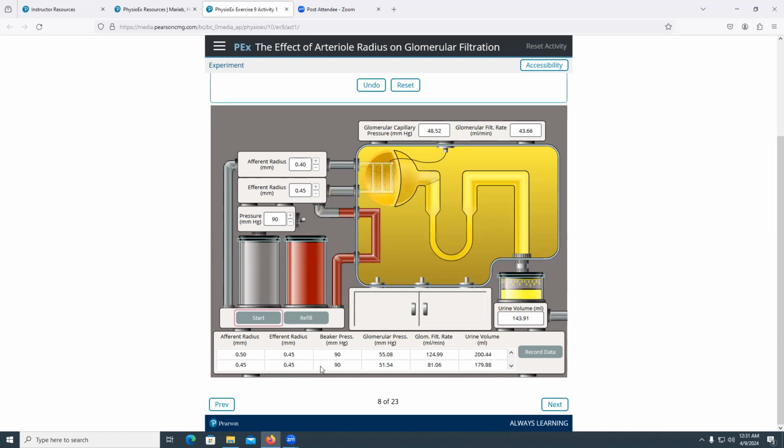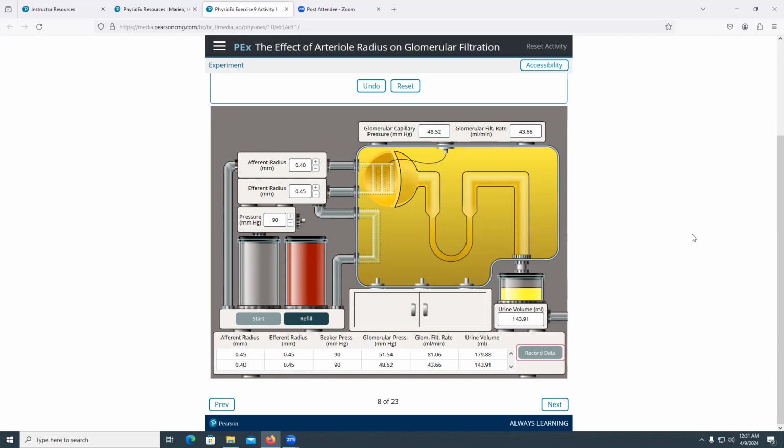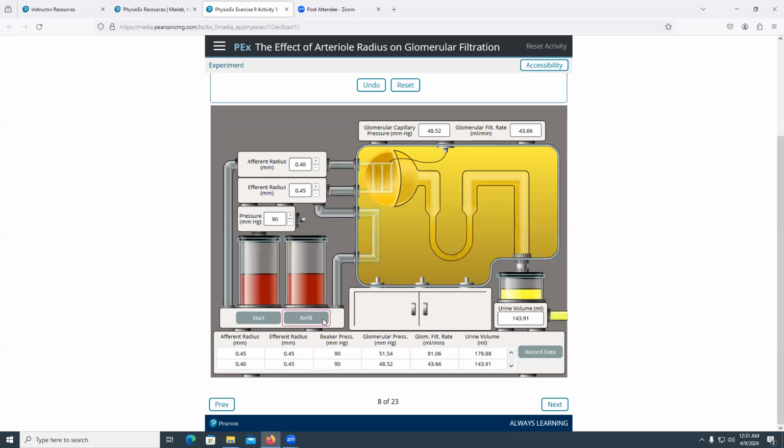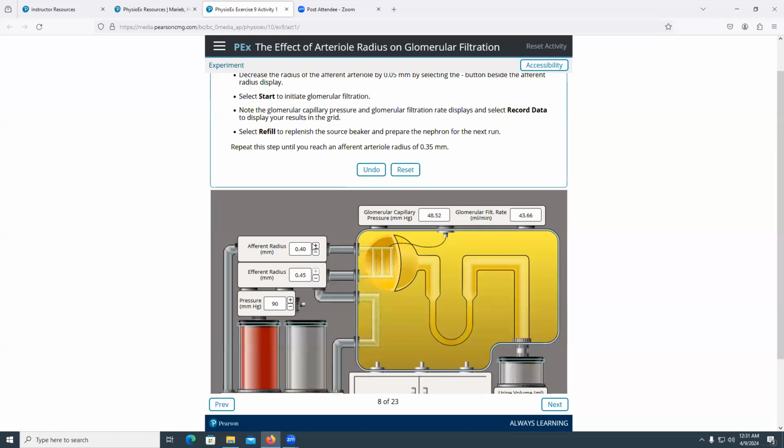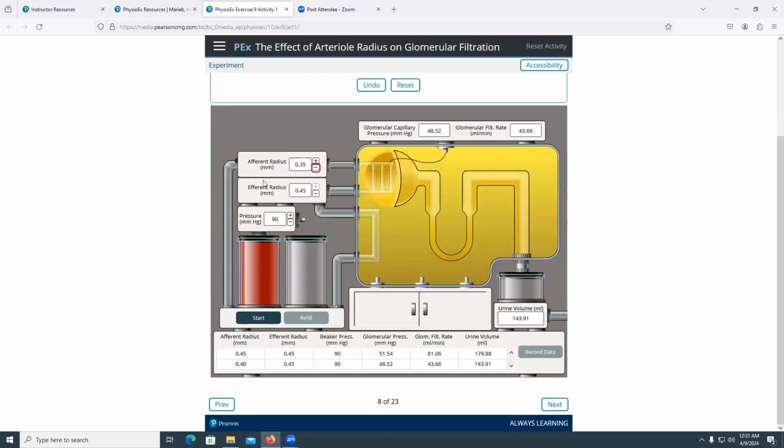Now let's look at 0.35. What is it going to give me when I record my data? Record data gave me 143, and the glomerular pressure went down to 48, and the filtration rate went down to almost half when compared to 0.45. Now let's calibrate. Let's refill. Now let's go down to 0.35.